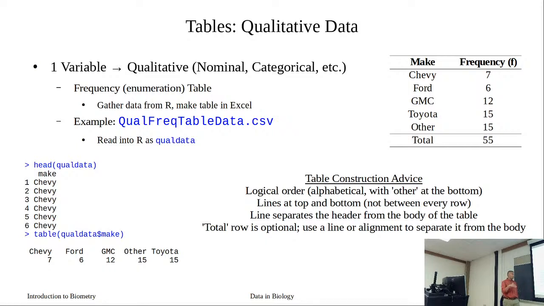Or if you have a total column, separate the total from the body. And then your total row is optional. All right, you can use a line to separate it, or we can use alignment to separate it from the rest of the table.